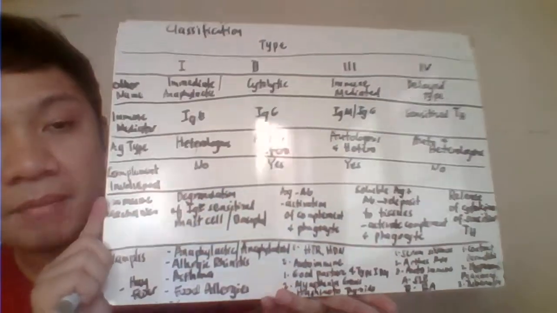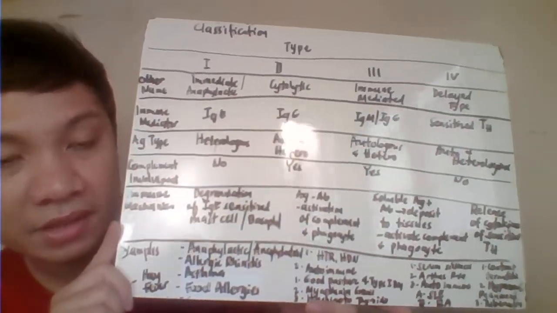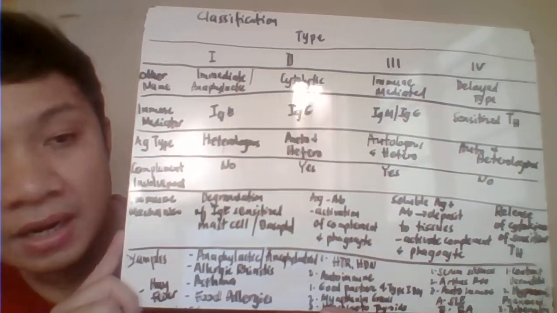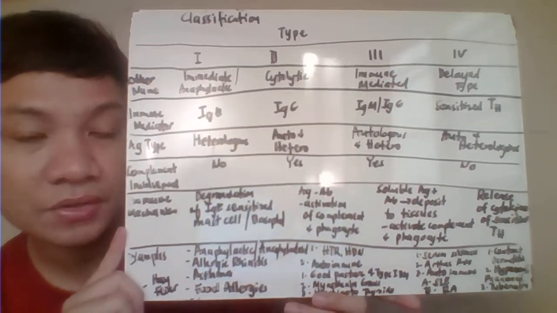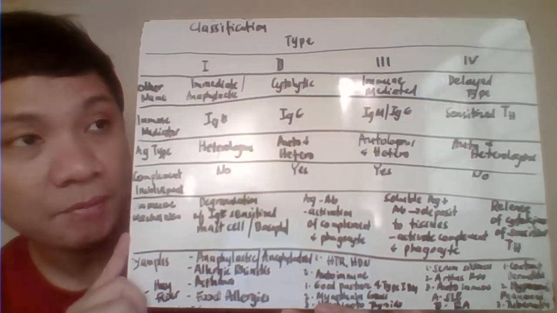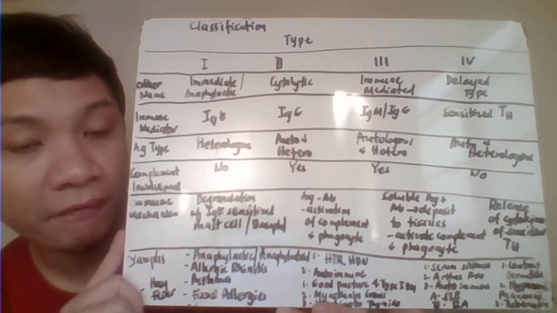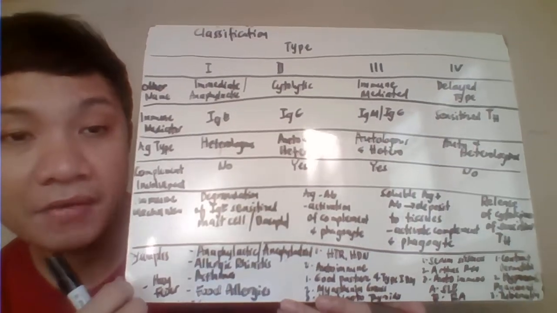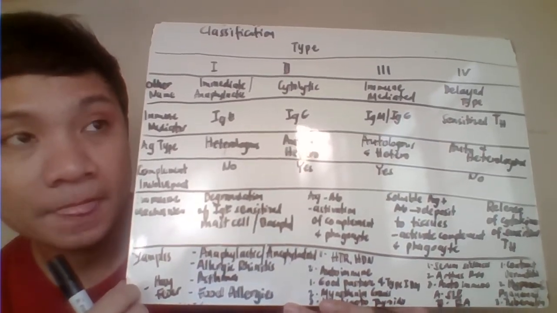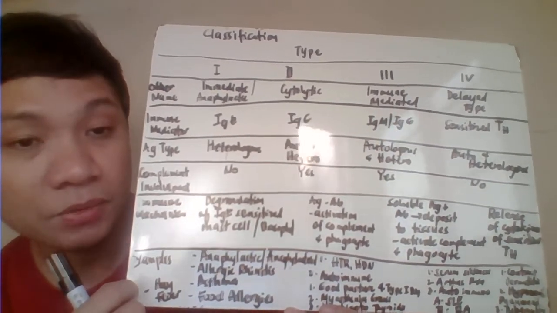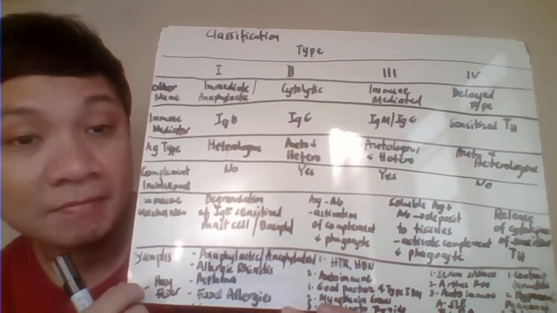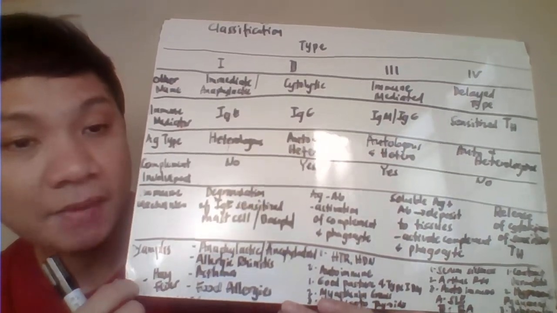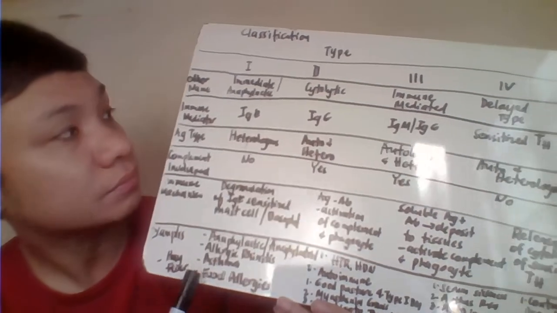Okay, we have here the summary of our hypersensitivity reaction or allergic reaction. Actually, there are four types of hypersensitivity reaction or allergic reaction: type 1, type 2, type 3, and type 4. For type 1, the other name is the immediate type or anaphylactic reaction. Type 2 is cytolytic. Type 3 is immune-mediated. And type 4 is the delayed type hypersensitivity reaction.